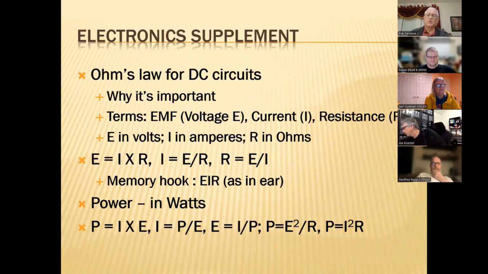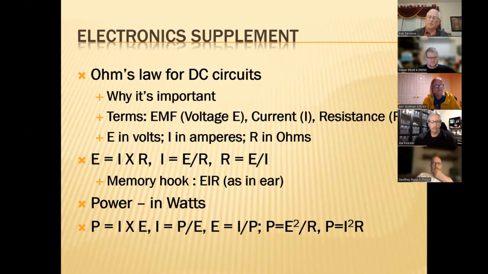And then this is as far as we're going to go on this particular slide pack. But to remind us of Ohm's law, E equals I times R and P equals I times E, or we call it ear and pi. If you have the E equals I times R, then with a little bit of algebra, you can derive the other two. I is equal to E over R, R is equal to E over I. And then the power formula, power is equal to current times voltage. Current is equal to power divided by voltage. Voltage is equal to current divided by power.